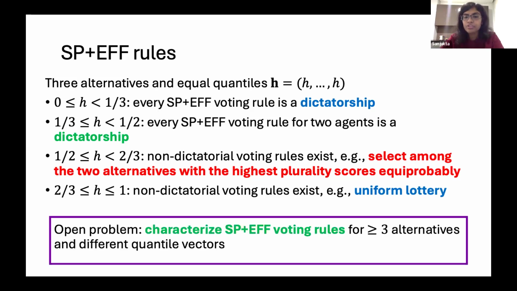So the open question is this. With three alternatives, we already see that we need to look at at least four cases where different things happen for different quantile values. So what would be a characterization when we have at least three alternatives and different quantile vectors for strategy-proofness plus efficiency? Okay, this is in voting.